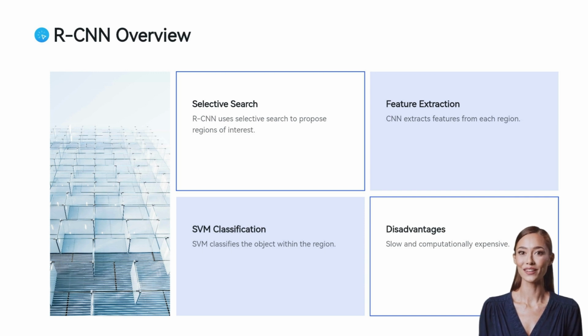After feature extraction, an SVM classifier is used to classify each region into a specific object class. While RCNN achieved impressive results, it was relatively slow because of its two-stage process. The need to apply the CNN to each region individually was computationally expensive, which made it impractical for real-time applications.